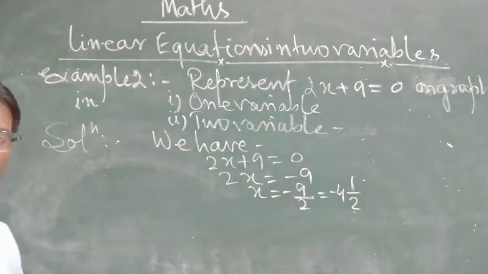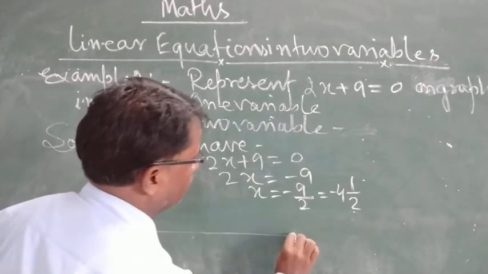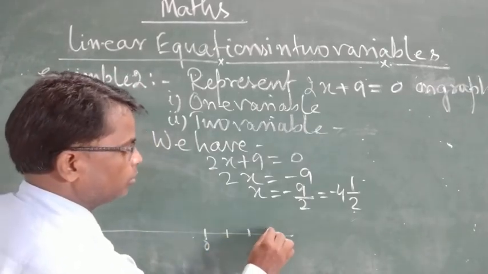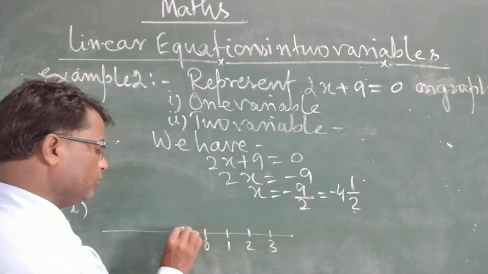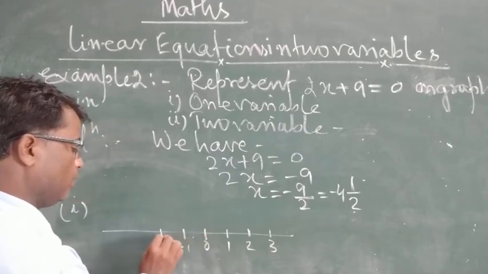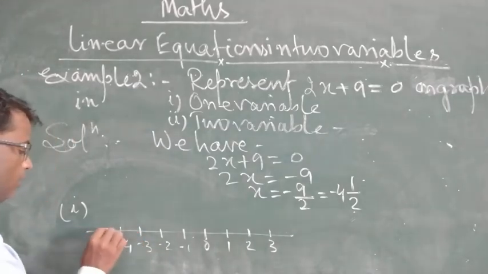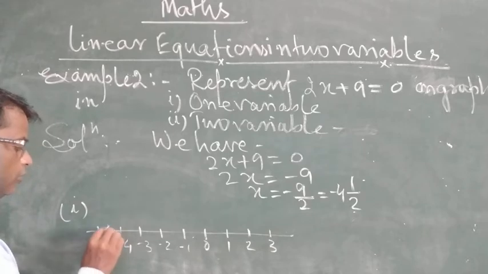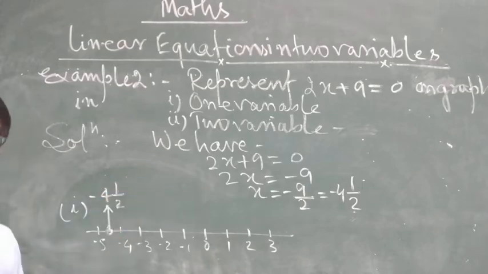First part, in one variable, we represent this on a number line: 0, 1, 2, 3. Here you can say minus 1, minus 2, minus 3, minus 4 and minus 5. Then minus 4 whole 1 by 2. This point is minus 4 whole 1 by 2 in one variable.